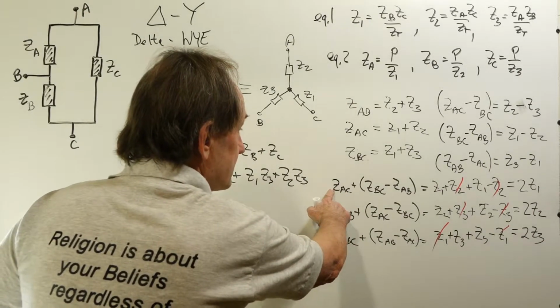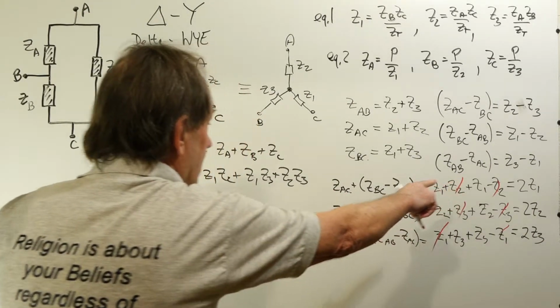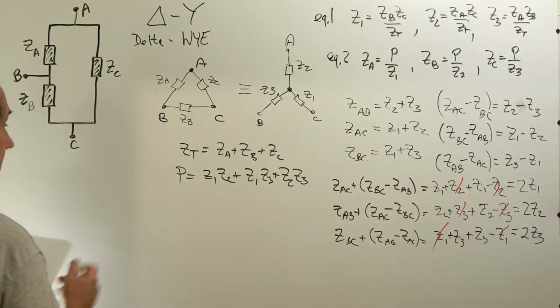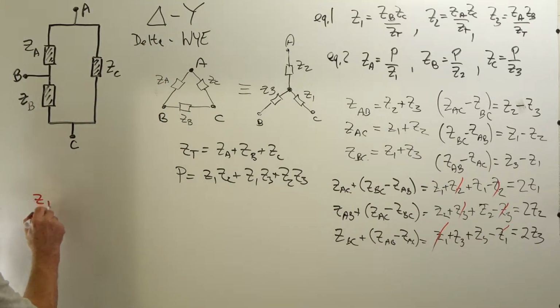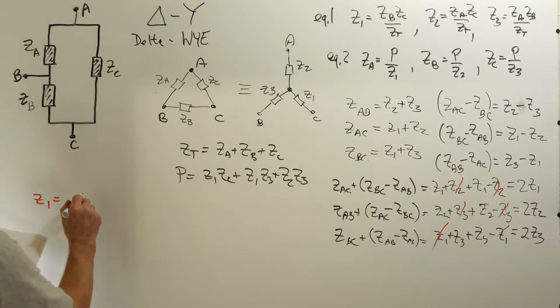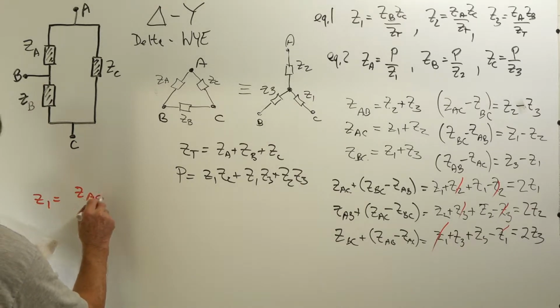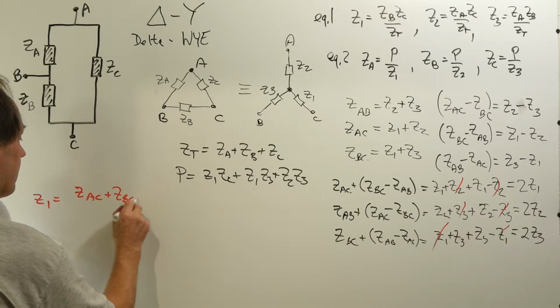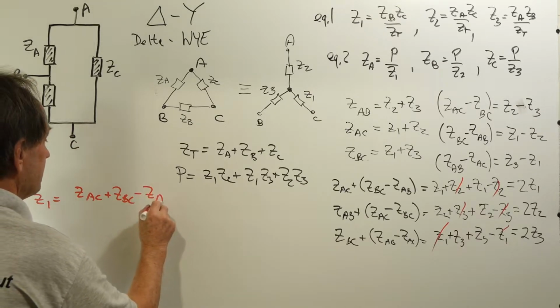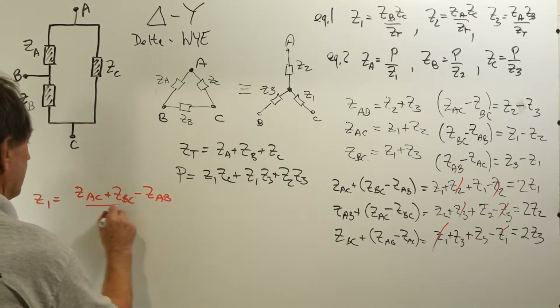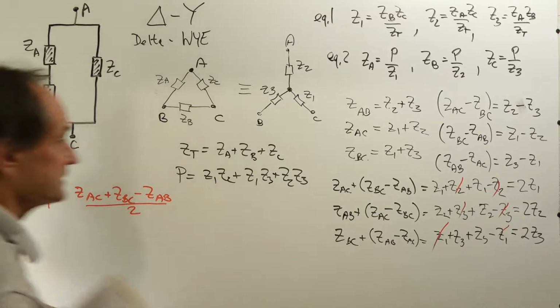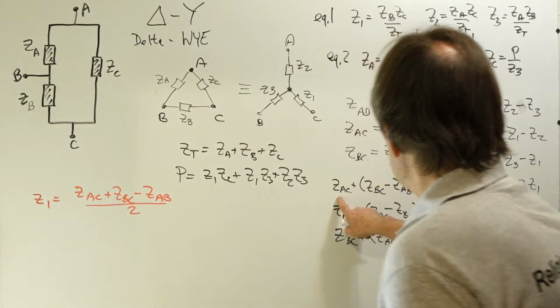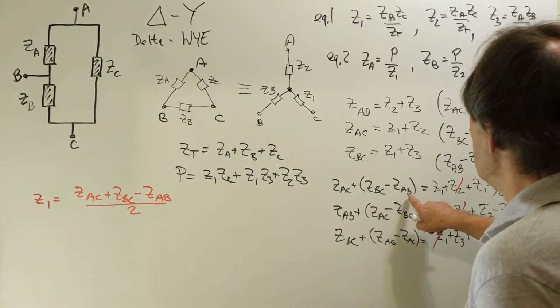Taking this equation and solving for Z1. So Z1 is equal to ZAC plus ZBC minus ZAB, and that's over 2. We can see this. It's ZAC plus ZBC minus ZAB.